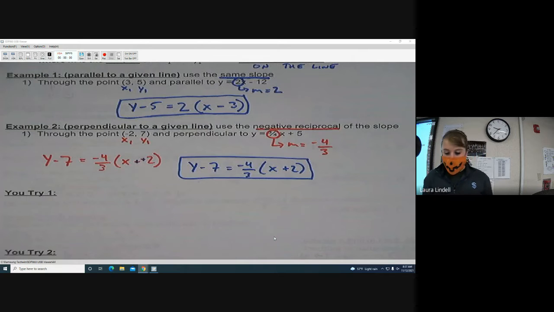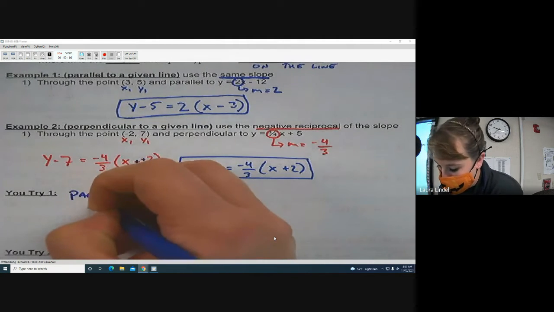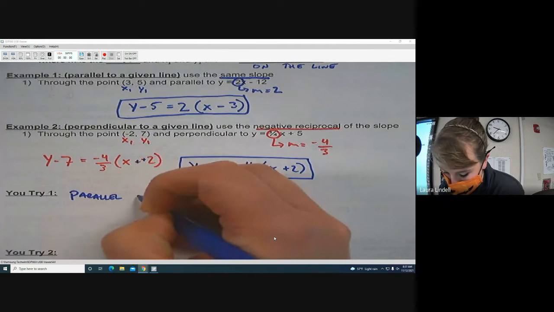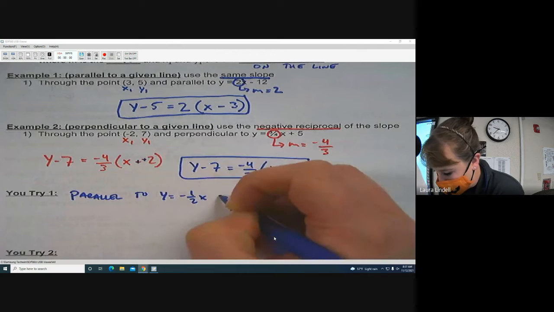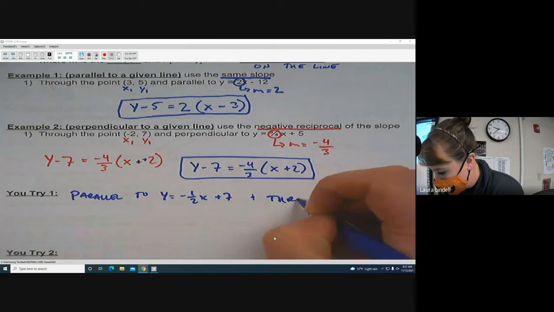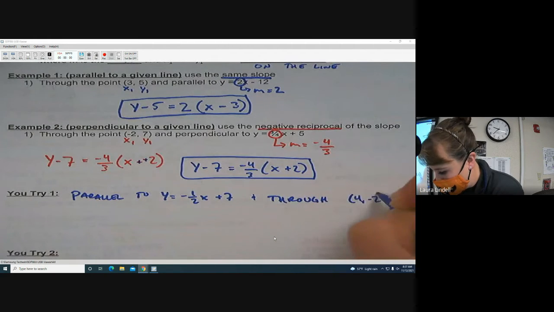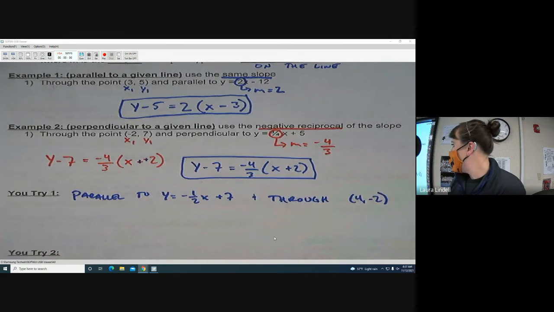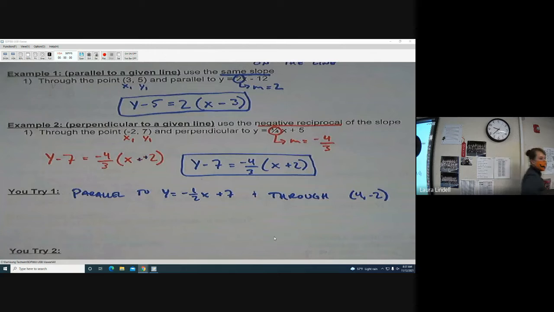The first one for you guys to try, we're going to go parallel to y equals negative 1/2 x plus 7 and through the point 4, negative 2. Go ahead and give that one a try on your own real quick. If you have questions, I'll come around.